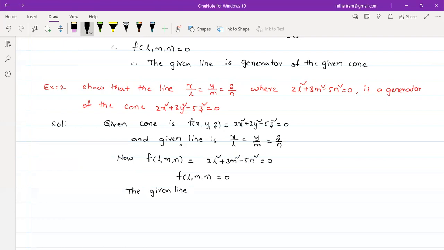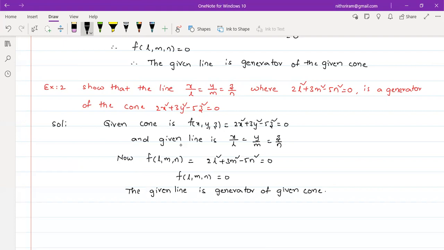is a generator of the given cone. So this is the first model problem.